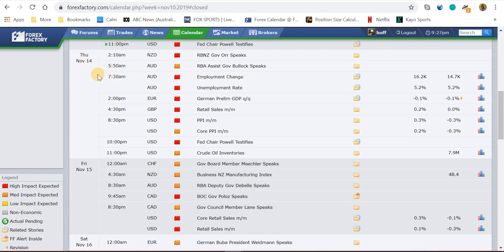So tomorrow's Thursday, so when I get up, I'll have a quick look at the charts around 6 a.m. Then it looks like an hour and a half later, employment numbers coming out of Aussie. Then you get German GDP later in the day, then the UK retail sales, then out of the US PPI, and Fed Chair Powell testifies again. He's a busy man. Then on Friday, what do we got? High impact. The Bank of Canada's Governor Poloz, I think it is, speaks. Talking head. Retail sales out of the US. And that's a bit for Friday. So that's the news. I just keep an eye on that.